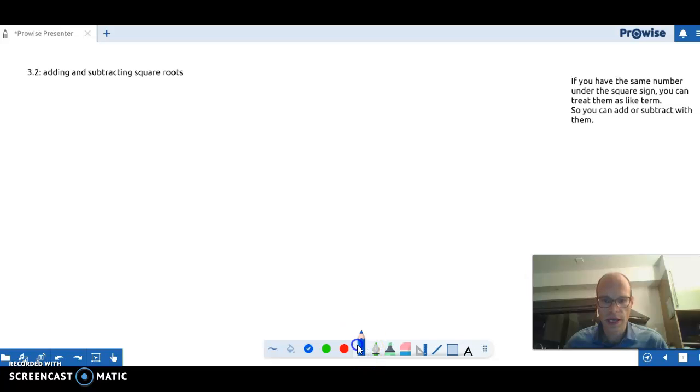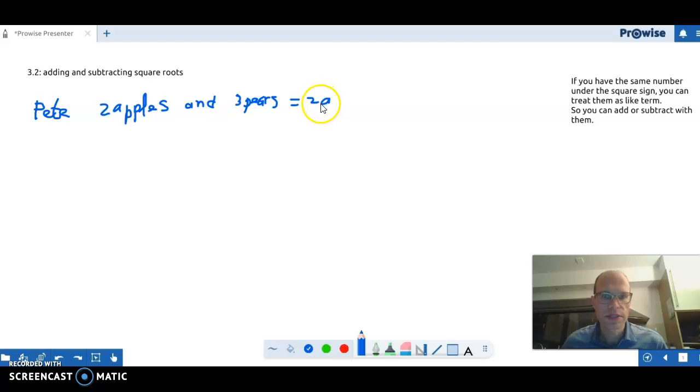What are like terms with apples and pears? Suppose we have Pete, and Pete has 2 apples and 3 pears. I will write that as 2a, not 2 multiplied by a, because that is already implicit. You don't need to write it down. Everybody should know if it's 2a, it's 2 multiplied by a. So I don't want to see multiplication signs or something that looks like an x over there. And a p for a pear, plus 3p.